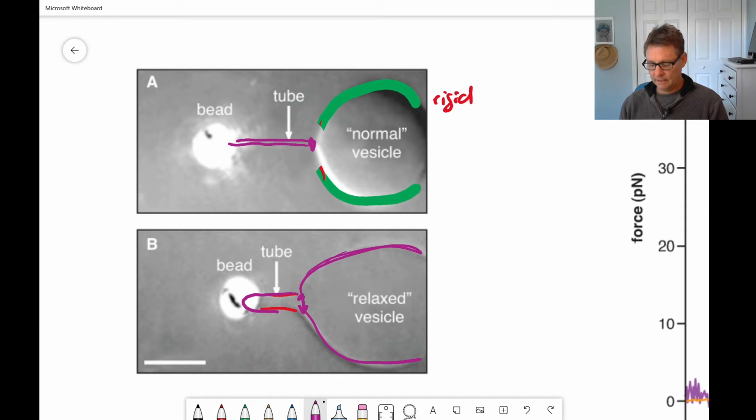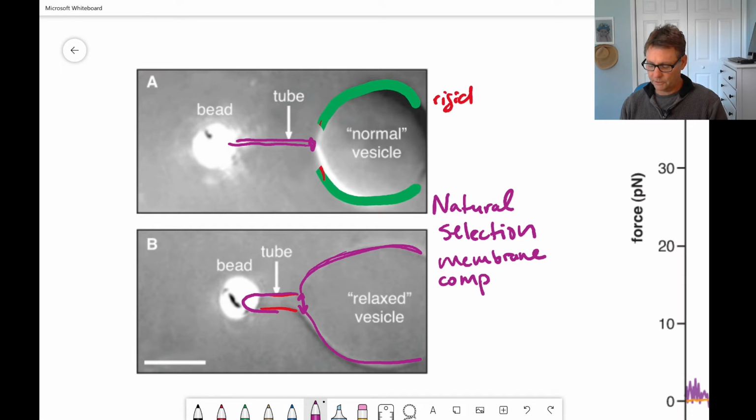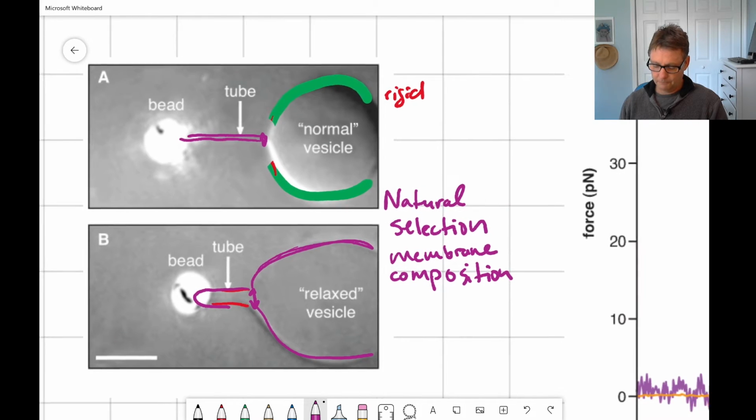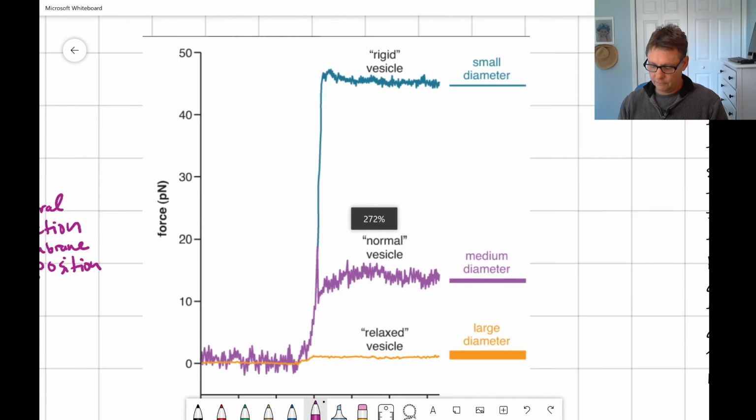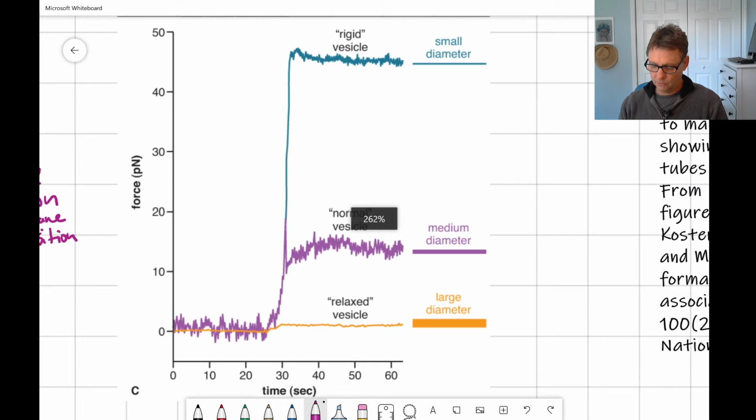So this then is another example of how natural selection might play a role in driving membrane properties, membrane composition, chemical membrane composition. Okay, then if we look at this graph, this is a pretty cool experiment.